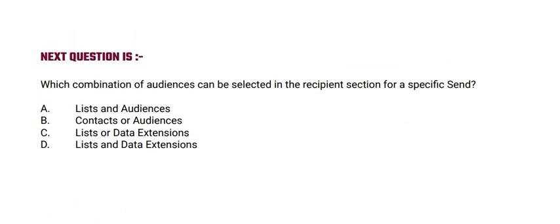Next question is: which combination of audiences can be selected in the recipient section for a specific send? Options are: option A, lists and audiences; option B, contacts or audiences; option C, lists or data extensions; and option D, lists and data extensions. The correct option is option C.